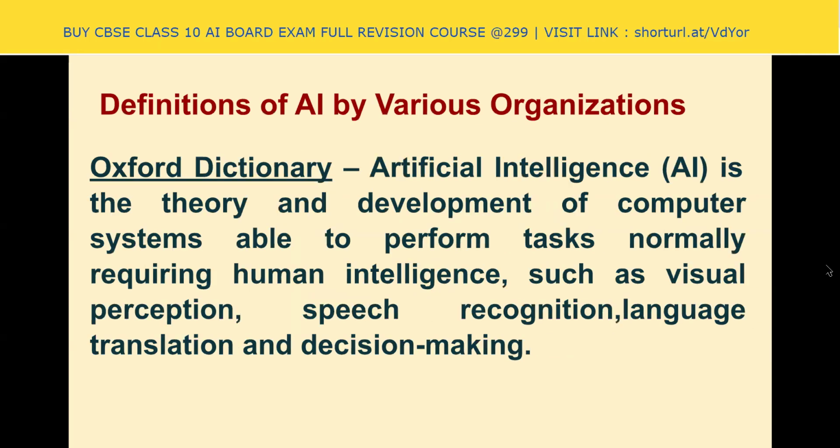The very first definition is given by the Oxford Dictionary, which says AI is a theory and development of computer systems able to perform tasks normally requiring human intelligence, such as visual perception, speech recognition, language translation, and decision making. So basically, they are saying that the things which human beings can do, like we have vision, we can speak, and we can understand, and the most important is decision making. This is given by the Oxford Dictionary.